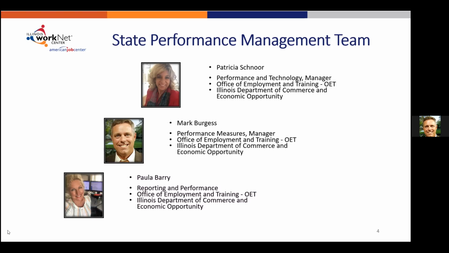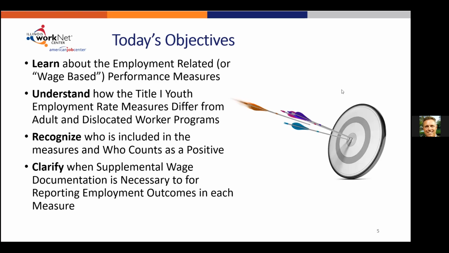So we'll proceed on with the presentation. Today's session, we really hope to educate you about the employment-related measures. We've talked about measurable skill gains and credential attainment, and now we'll close with the last 3 measures, which are the employment rate second and fourth quarters after exit, and the median earnings rate. We hope to help you understand that there is a little bit of difference in those 2 employment rate measures, second and fourth quarters, for the Title I youth program. So we'll outline what those differences are. And we want to help you understand the median earnings rate, who gets counted in it, and what you need for documentation to track it. Especially we want to clarify what supplemental wage documentation is necessary, and what information is needed to ensure we capture all those individuals that are employed and have their wages, so we can address our median wage indicator.